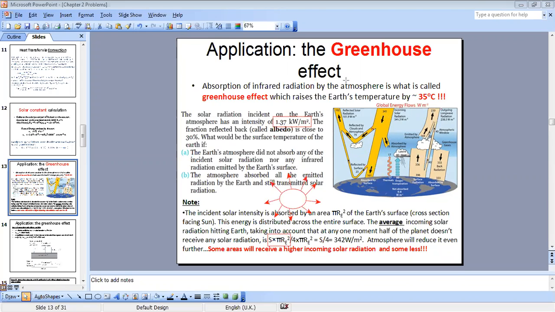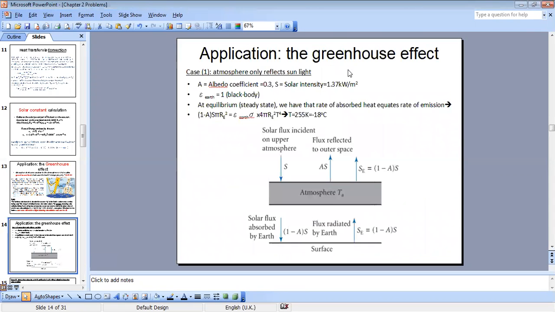Now, in numbers, we will see what is the effect of the atmosphere on the temperature of the Earth. We will start with the first assumption. The first assumption is that the atmosphere only reflects sunlight. It will not absorb any infrared radiation of the Earth, and it will not emit back to the Earth.